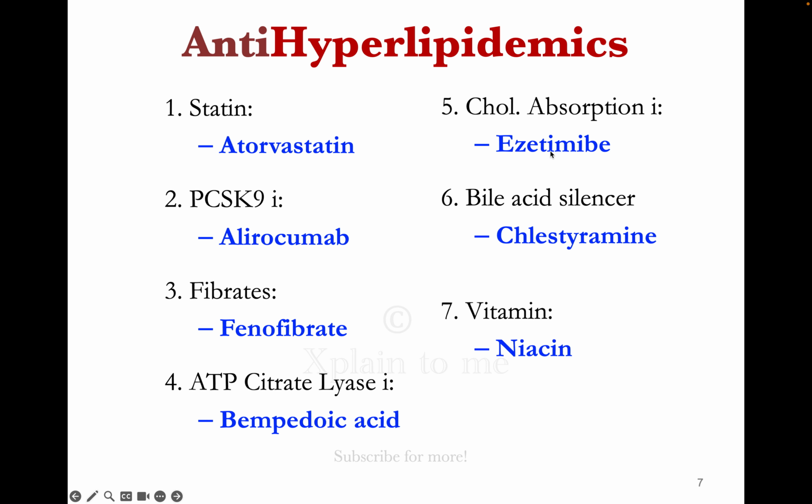Cholesterol absorption inhibitor and bile acid sequestrant work inside your small intestine. And vitamin niacin works inside your hepatocytes. All these drugs have different indications for cholesterol control to reduce cardiovascular risk.